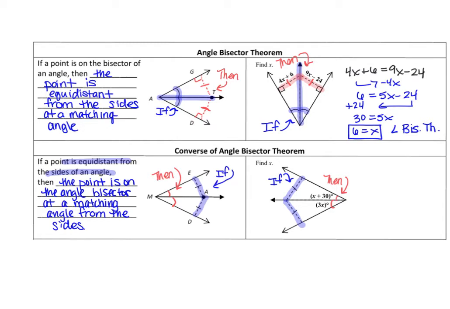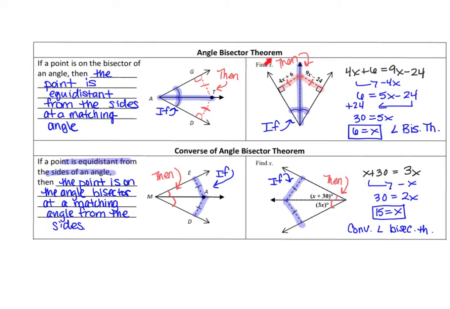To solve for x, all you would have to do is set the x plus 30 equal to 3x. To solve this, I would subtract the x over and get 30 is equal to 2x. Then divide by 2, and you would get an answer of 15 for x, and we abbreviate this as converse of angle bisector theorem. So sometimes it might be a little hard to tell the difference between the angle bisector theorem and the converse of angle bisector theorem.